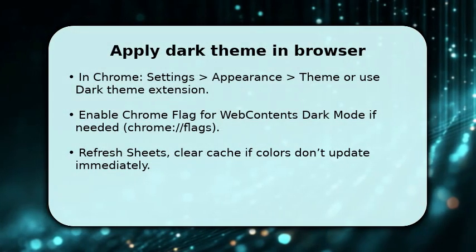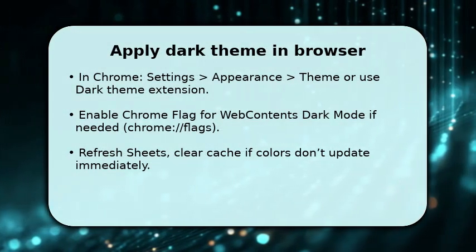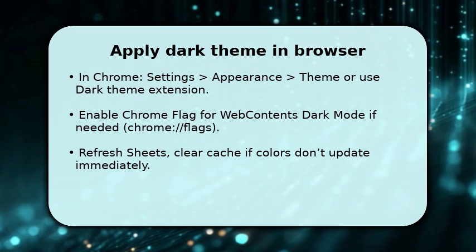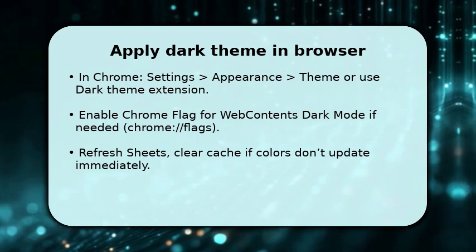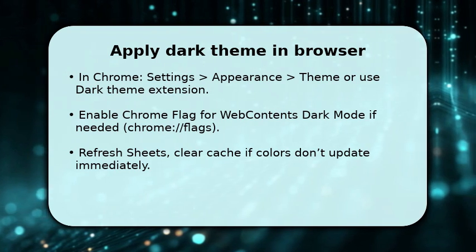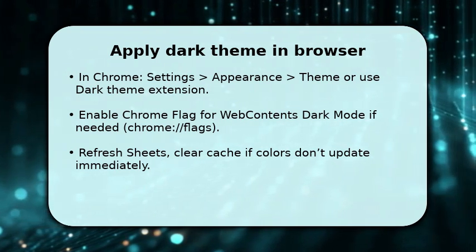You will now apply dark theming through the browser so Sheets renders darker UI elements. In Chrome, go to Settings, Appearance, and pick a dark theme, or install a reputable dark theme extension. This flips the toolbar and menus.